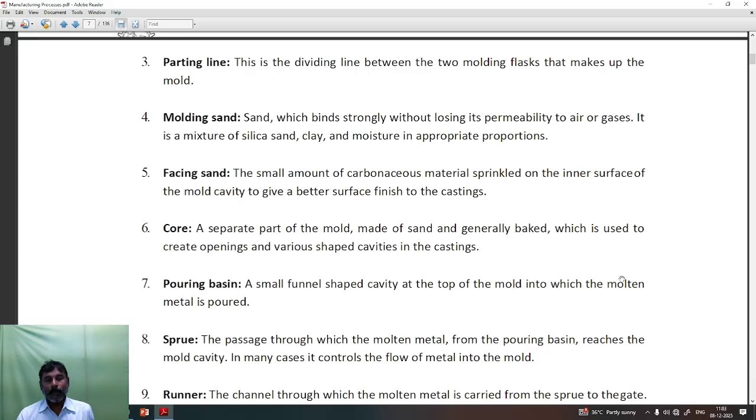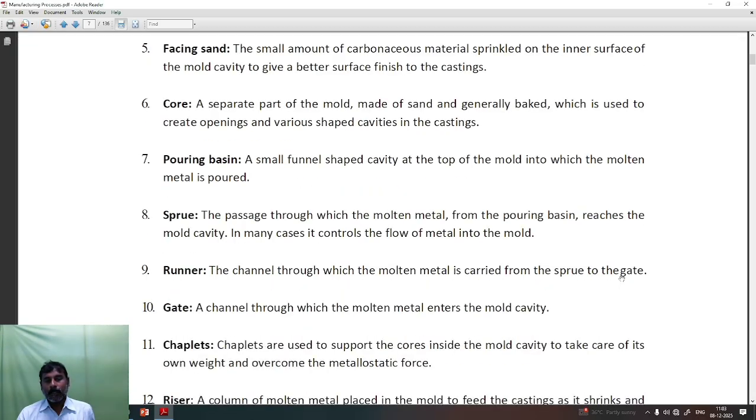Core: a separate part of the mold made of sand and generally baked, which is used to create openings and various shaped cavities in the casting. Pouring basin: the small funnel shaped cavity at the top of the mold into which the molten metal is poured.